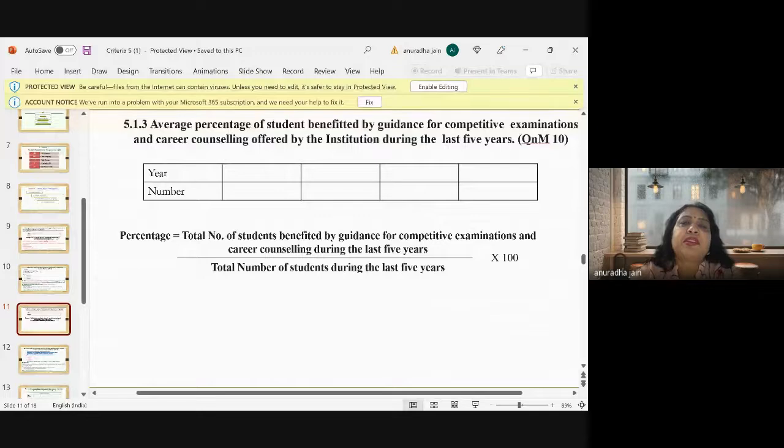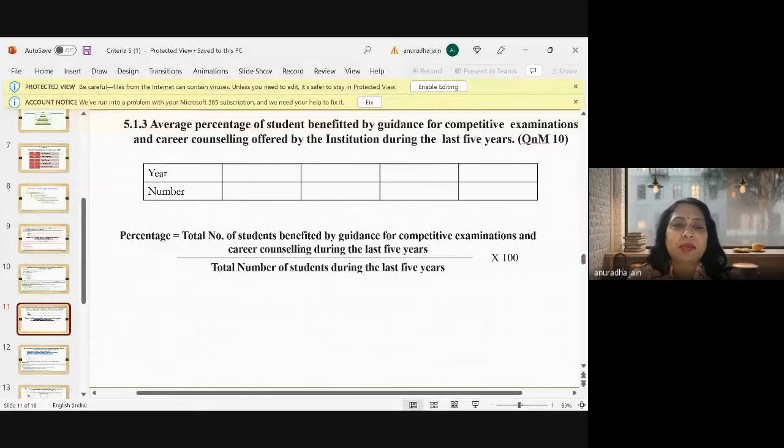Okay, average percentage of students benefited by guidance for competitive examination and career counseling offered by the institution during the last 5 years. You know that every institution organizes different activities for helping students in the placement. So we also provide guidance for competitive exams, and we also provide career counseling sessions for the students.